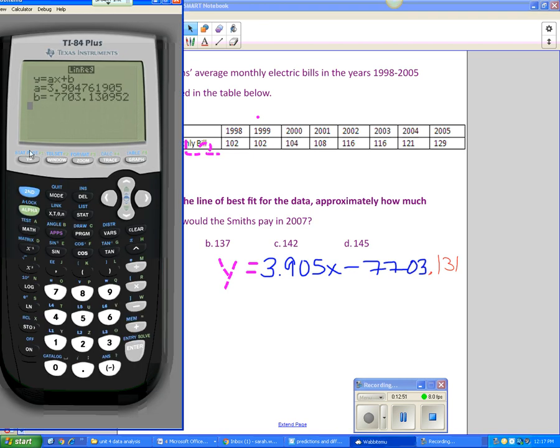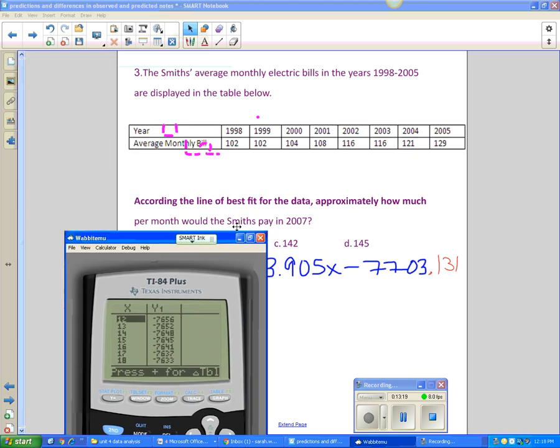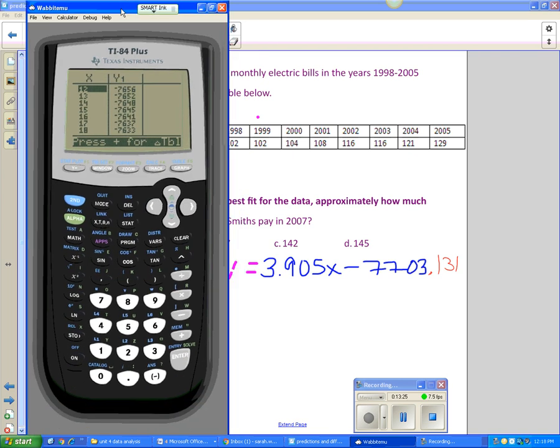So you go to your y equals, and you are going to type in 3.905x minus 7703.131, and go to second table. Okay, now if you look, the question says, how much would you pay in 2007? Okay, so everybody look at the screen right now, please. You have to tell the calculator to go to 2007.